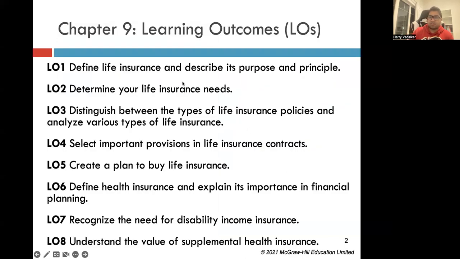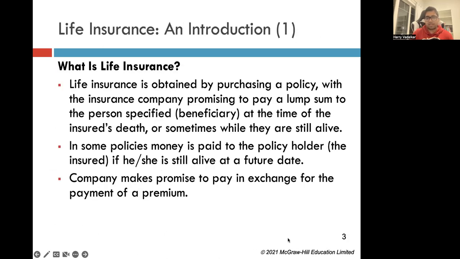So, we'll define what life insurance is, describe its purpose and its principles. We will determine our life insurance needs, distinguish between types of insurance policies, and analyze various types of life insurance. Select important provisions that are there in life insurance contracts. We'll try to understand the basics of it, create a plan to buy a life insurance policy, define health insurance and explain its importance in financial planning, and recognize the need for disability income insurance. Then understand the value of supplemental life insurance, health insurance.